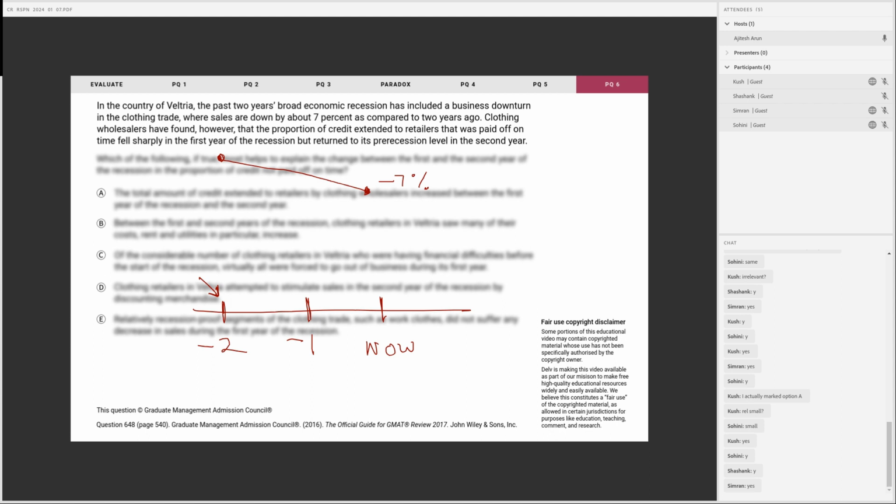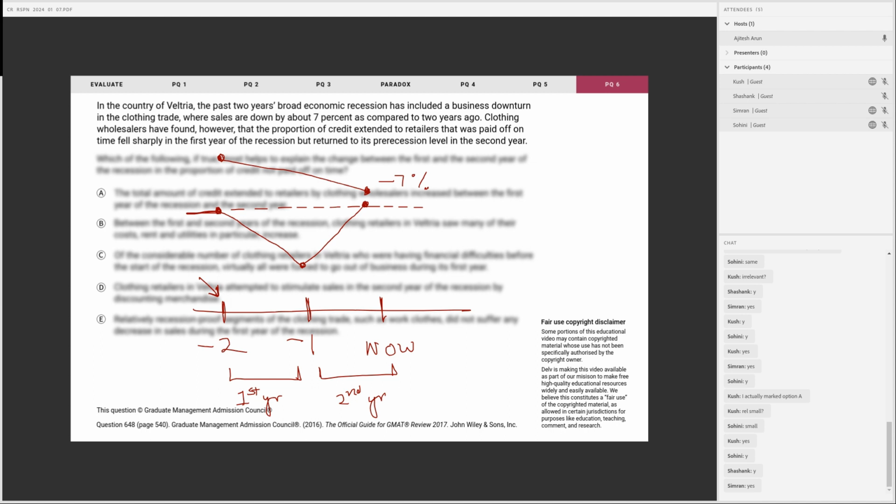So let's say we started with some number right before the recession. This would be the pre-recession level. That fell sharply during the first year of the recession. Remember, the first year will be between -2 and -1. But it recovered to pre-recession levels in the second year of the recession. So whatever this level was, it returned to that. So the paradox is that sales are down 7%, but the proportion of credit that was paid off on time, even though it fell sharply, has recovered to pre-recession levels, even though the recession is still going on.